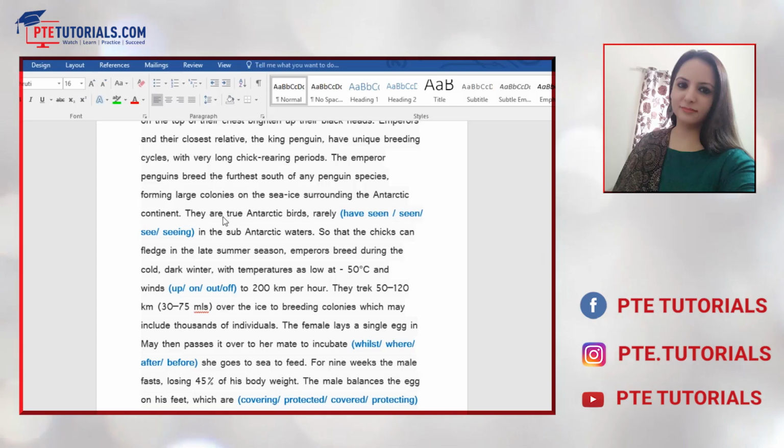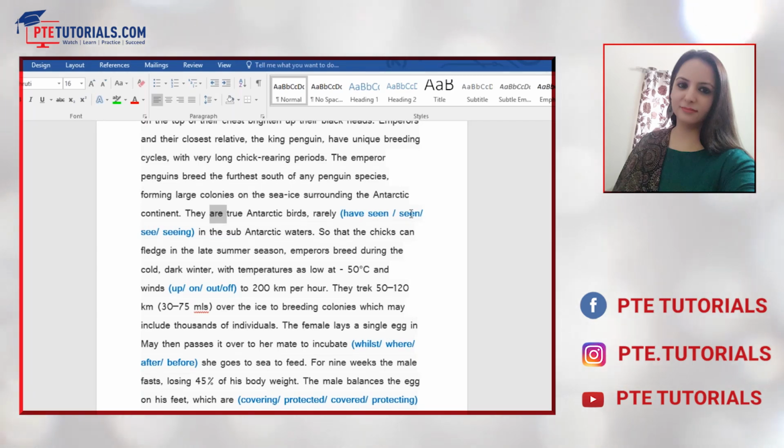Why "seen" only? See, the sentence is framed in passive form, and in passive form we always write the third form of the verb. Among the options, you'll be finding the third form of the verb, "seen." This is the correct answer.